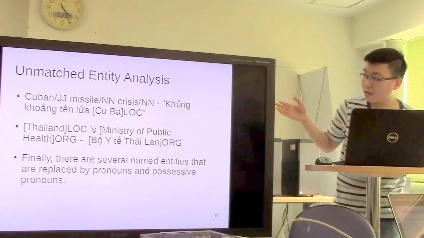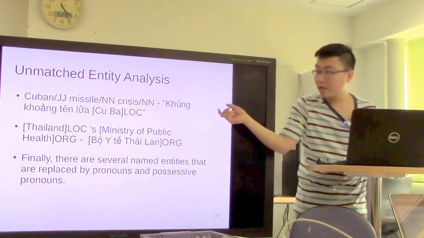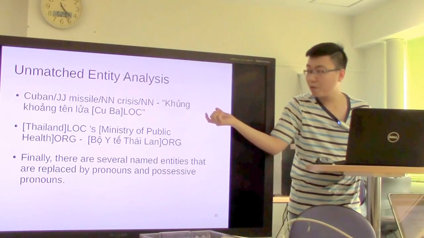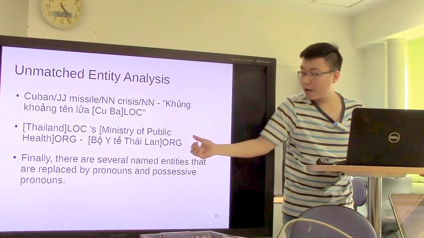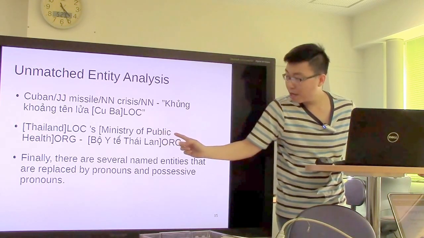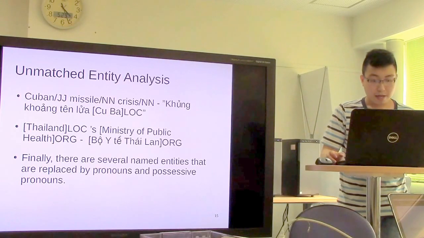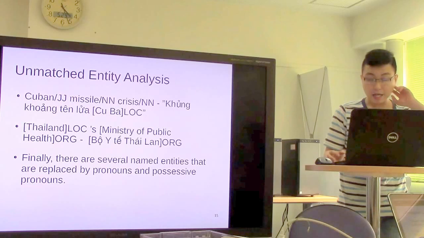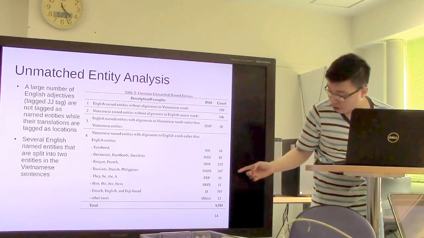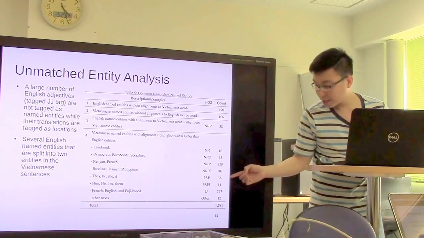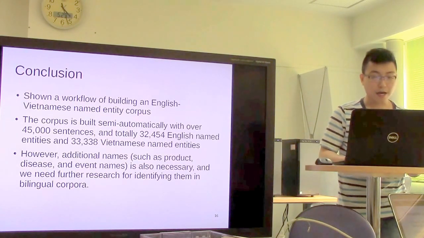And these are some erroneous named entity mappings. In this sentence, Cuban is an adjective in English, but when we translate it into Vietnamese, it's a location. And in English there are two named entities, but when we translate it into Vietnamese, there is only one named entity. And finally, there are some named entities that are replaced by pronouns and possessive pronouns. In this table, there are about 36 and 11 named entities that follow these arrows in the conversions.